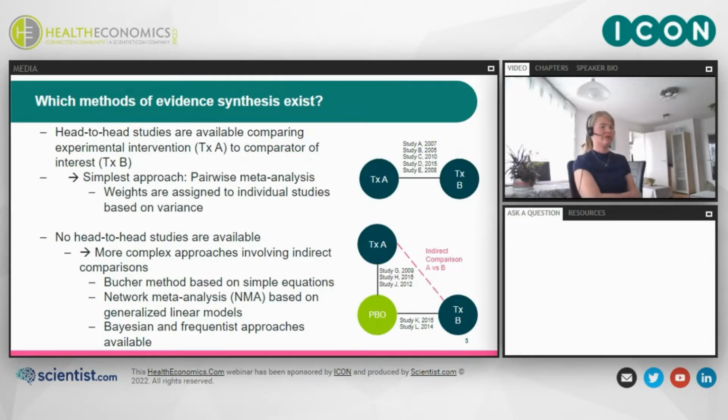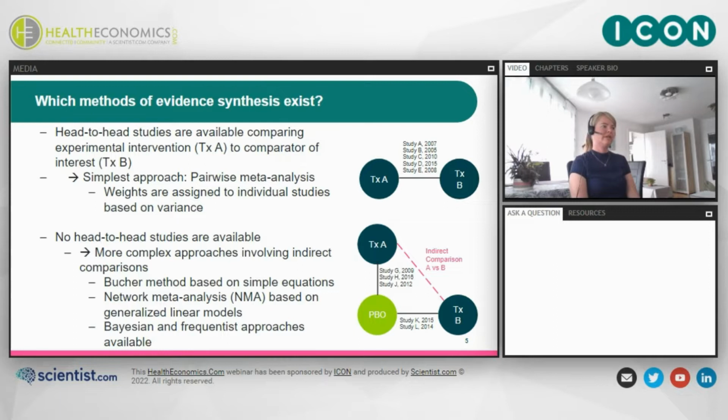Another important reason is if we don't have head-to-head studies available. But even if we do have head-to-head studies available, we can do evidence synthesis, for example, pairwise meta-analysis, which is the simplest approach, and probably most of you are familiar with that, as we have seen in the poll already. So if we have studies directly comparing treatment A and B, we can then do a pairwise meta-analysis of all of these studies, and the weights are assigned to the individual studies based on the variance.